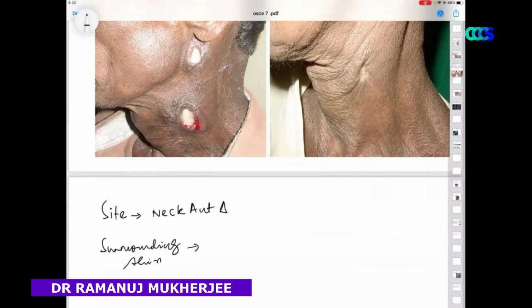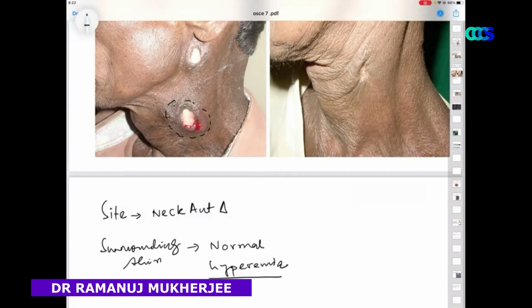Now, what is the status of the surrounding skin? Technically, you may say the majority of the surrounding skin is normal, except for that around the ulcer, which has a little hyperemia, probably suggesting an inflammatory pathology.